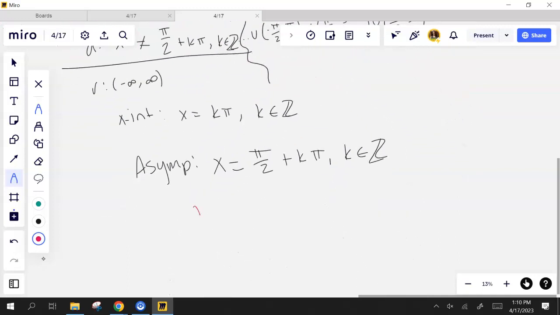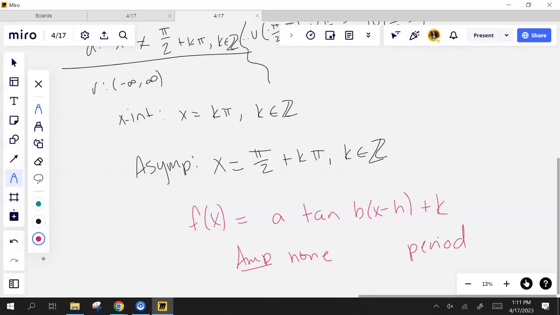Transformation is very close to the same. The only thing that's going to change is your amp does not exist here, right? And your period, instead of 2 pi over b, it's pi over b. Because it's out all the way.